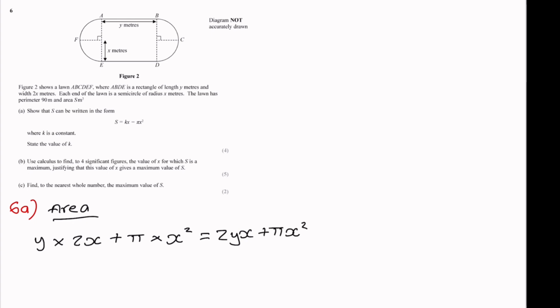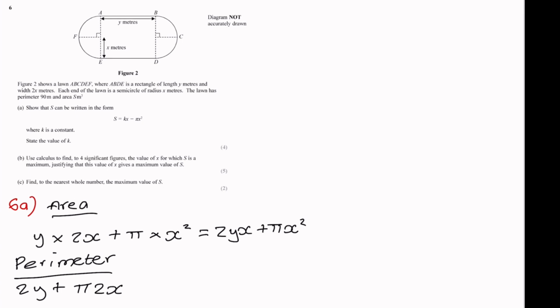Okay, and let's now find the perimeter of this shape. So that's going to be the circumference of the circle. Again, we can just use the full circle because it's two semicircles, plus 2 lots of y. So let's start with 2y plus the circumference of the circle, which is pi times d, or pi times 2r. So pi times 2x, because r is x. We know this perimeter is equal to 90 because it tells us that in the question.